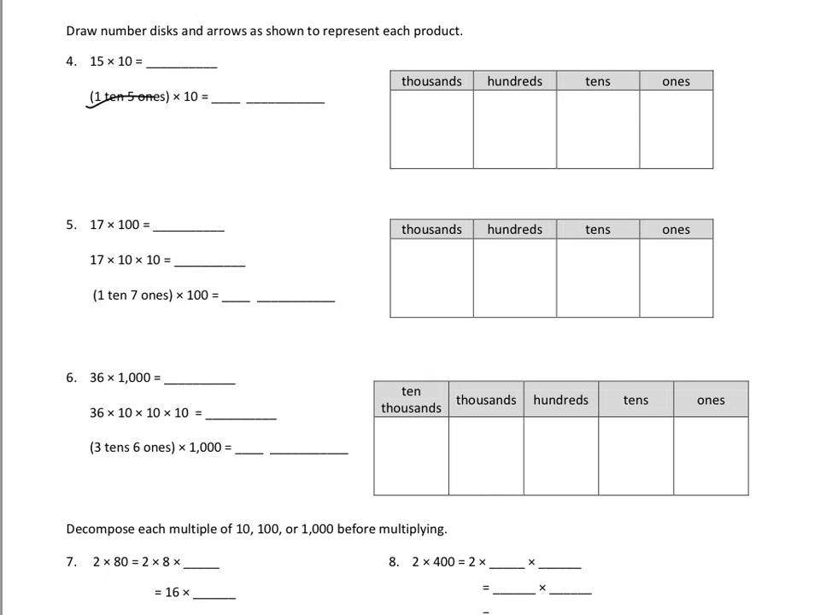So here we see 15 times 10. 15, they tell you, is actually 1 ten and 5 ones. So your student knows how to draw the disc. So for 15 we'd say it's 1 ten and 5 ones. So you'd show it like this.